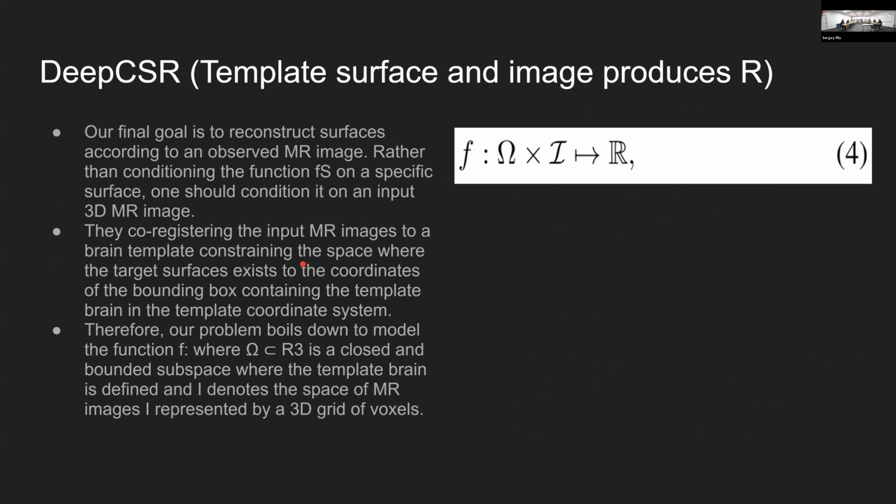Let's see. So basically, they're trying to define a surface where, given an image and a template surface, meaning all of the surfaces that you have in your data set get mapped to the average, and then also any... so basically, given the MRI and the ground truth template, you can predict a scalar value for the signed density function.